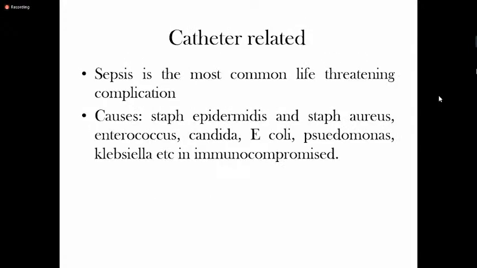We can also have sepsis, and sepsis is the most common complication, okay? And this is usually life-threatening, and it is from microorganisms that are usually in our environment, mainly Staph epidermidis, or on the skin of the individual, Staph aureus in the environment, enterococci, Candida, and such like.